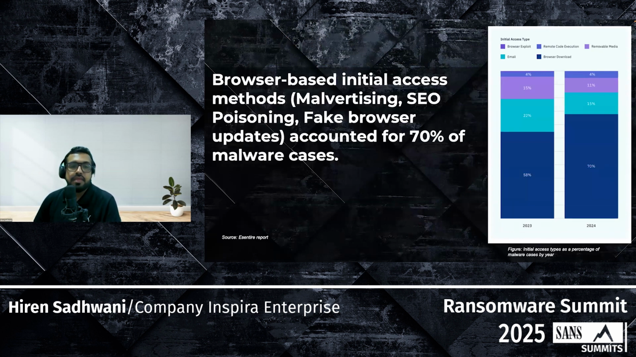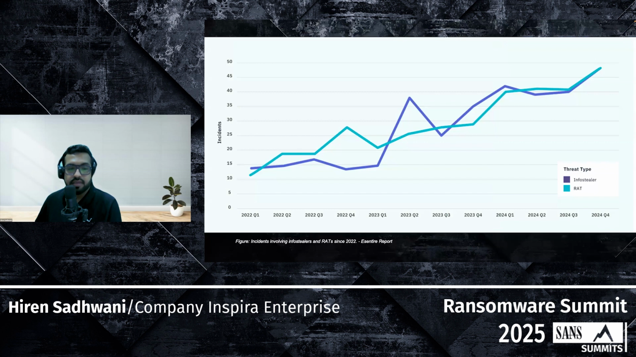Now, these initial access methods are mainly browser-based, like malvertising, SEO poisoning, fake browser updates, from downloading to phishing. All are related to browser-based attacks, which are part of 70% of ransomware or malware cases. This data is from a recent report from Tire, which says 70% of malware cases reached through browser-based initial access methods. From 2022 to 2024, infections from information stealers and RATs have increased a lot.